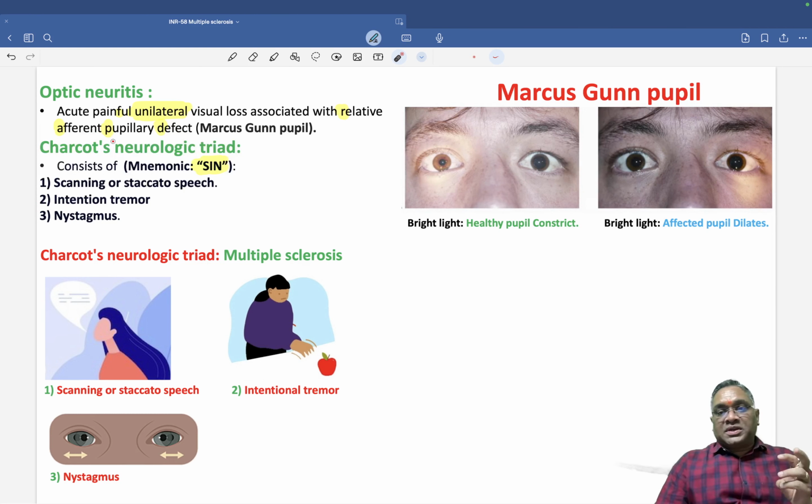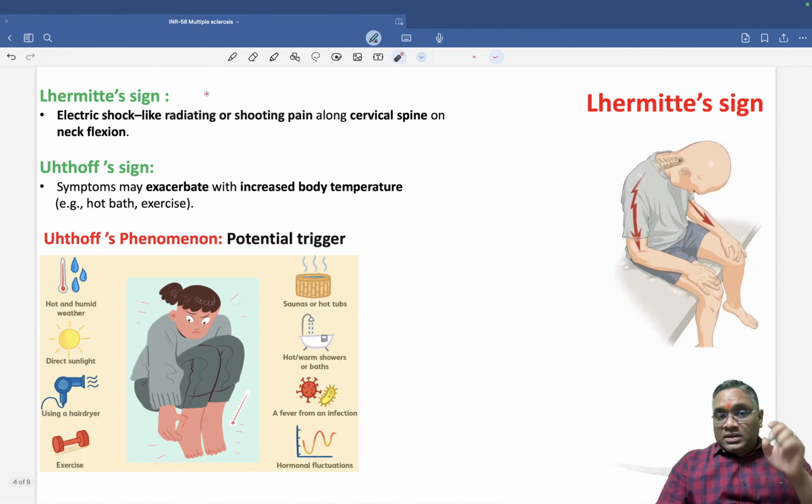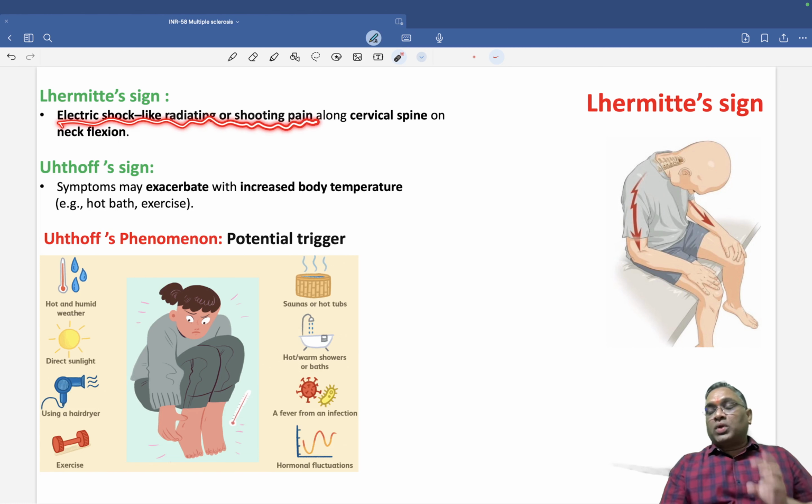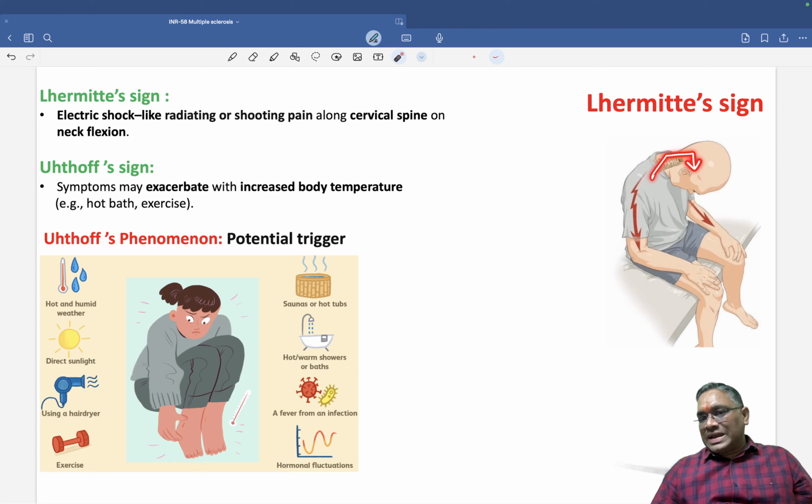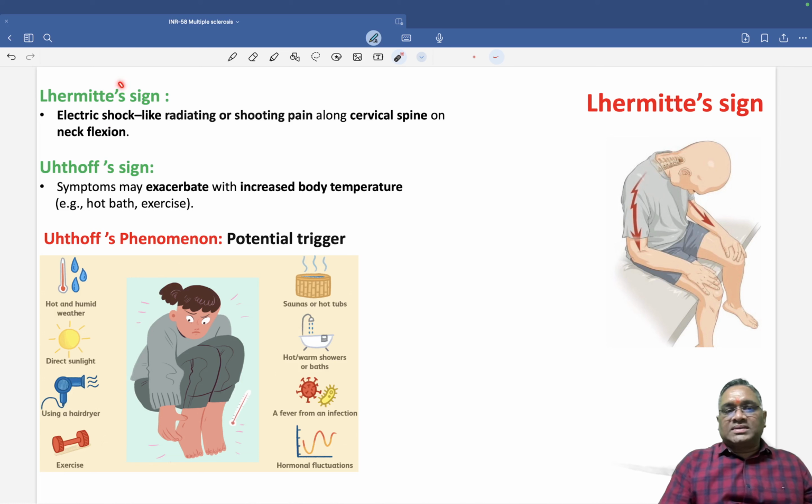So, relapsing remitting is the most common clinical course, along with optic neuritis and Charcot's neurological triad, and there are two important signs: Lhermitte sign and Uhthoff sign, right? So what is Lhermitte sign? An electric shock-like radiating or shooting pain in the cervical spine when we flex the neck. When you flex the neck, you will see a shooting pain in the cervical spine. That is called Lhermitte sign, which you see in multiple sclerosis.